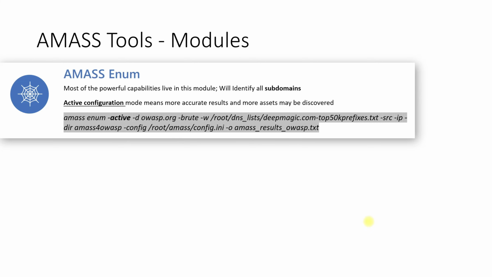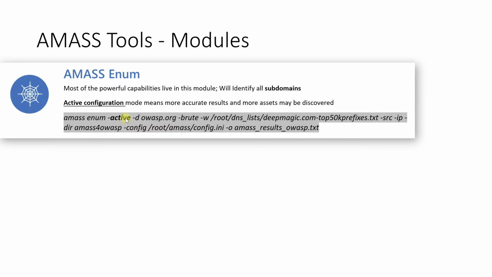Let's see some of the modules. In this, we have the AMASS enum module, which is useful. Actually, I should say that this is the heart of this tool because it gathers all the subdomains and whatever is available over the internet. So here is the command which you can see on your screen right now, and it says amass enum -active.